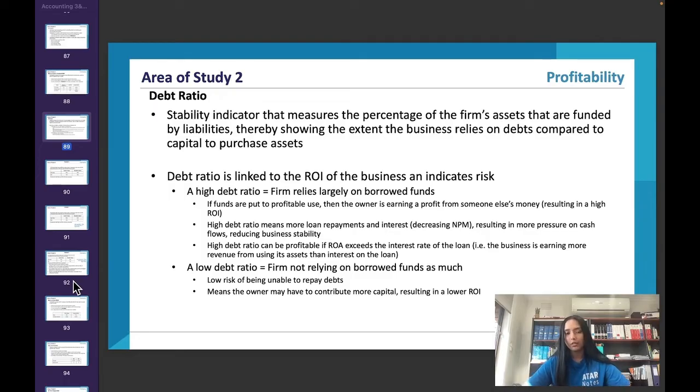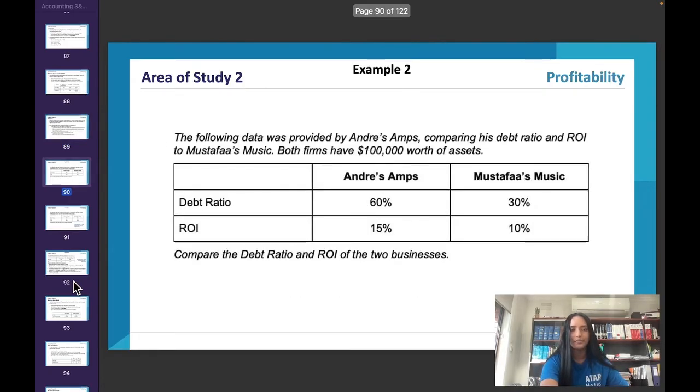But if there's a low debt ratio, it means that the firm is not relying on borrowed funds, which results in a lower return on investment. So basically, the more debt a business has, the higher the return on investment. Because if we have higher liabilities, that means there's less capital contributed, which means that compared to the amount contributed, the owner is getting more on the owner's investment. There's a higher return on the owner's investment.